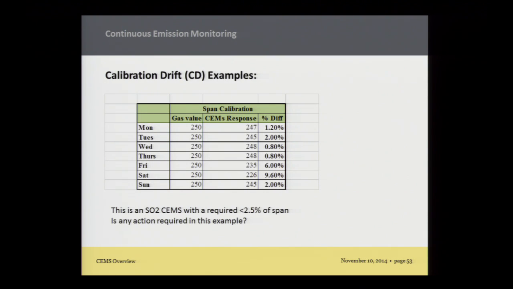So here's a calibration drift test example. Every day I'm running, I'm looking good, and I get to Friday. Guess what? It's my Friday off, and I'm out in the boat, and I'm catching fish. I don't really care what's going on at the plant. And I get a 6%, and then Saturday I get a 9.6%. This is an SO2 CEMS with a less than 2.5% of span requirement. So is any action required based on that?